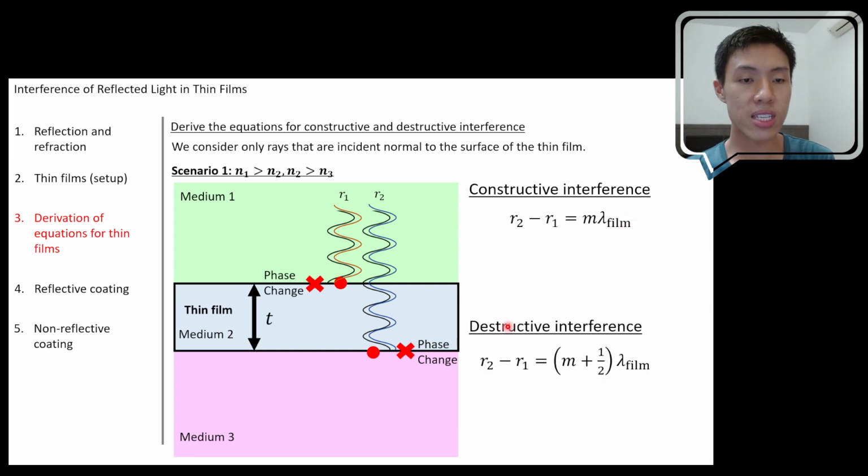Okay, whereas if it's a destructive interference, the difference in path will be m plus half lambda. So this is the characteristic we have been discussing all along. But what is our path difference over here?